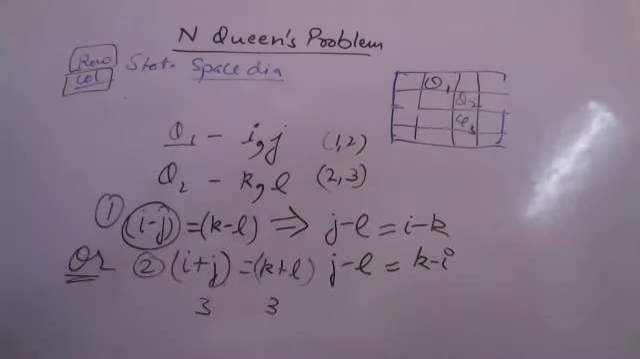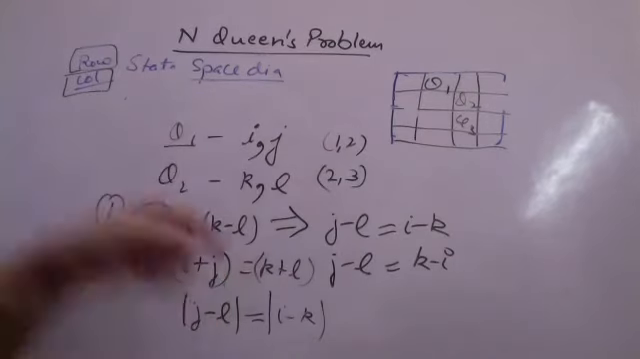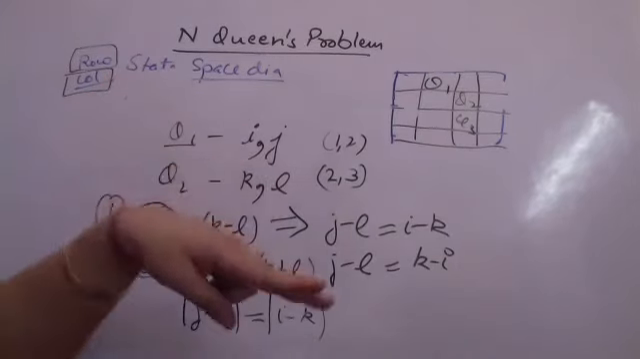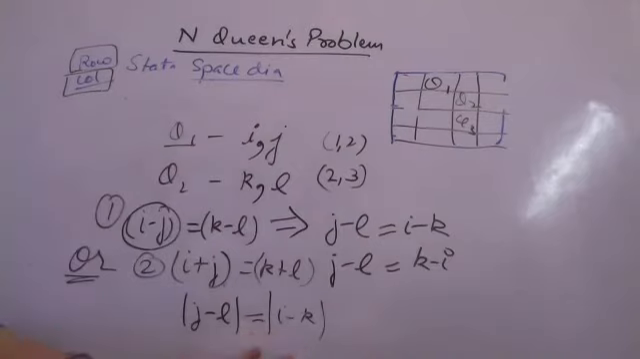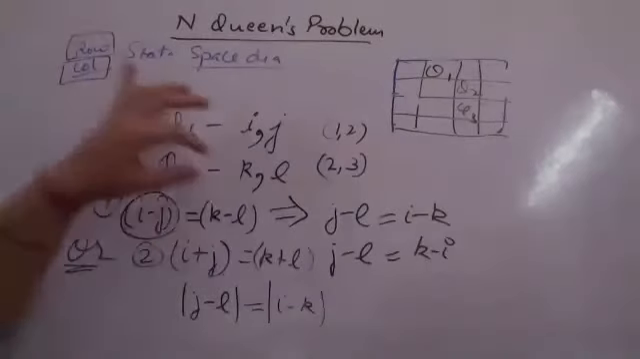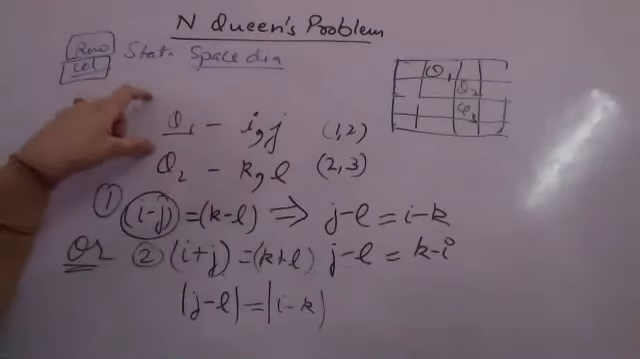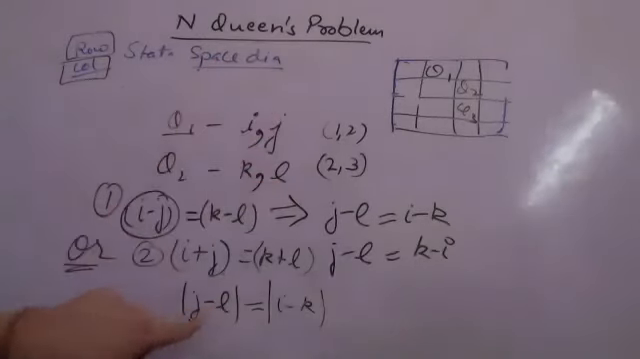Is that so? So I can say that the absolute value of J minus L is equal to the absolute value of I minus K, where I and K are the first indices of both the positions and J and L are the second indices. That is, if you subtract the row numbers of both the queens and you subtract the column numbers of both the queens, and the absolute value, if you just ignore the sign, is the same, then they are on the same diagonal. Otherwise, they are not on the same diagonal.